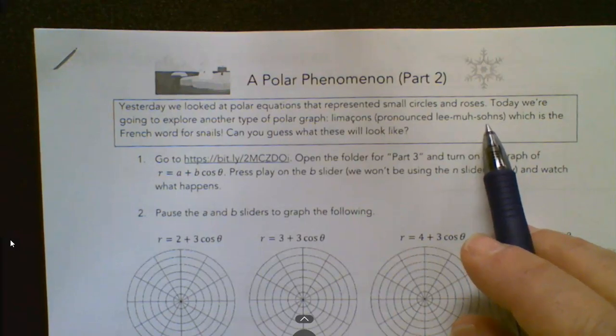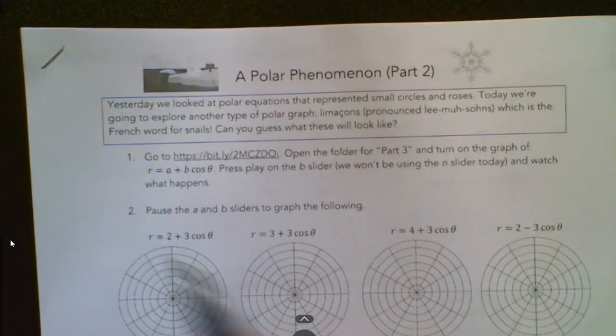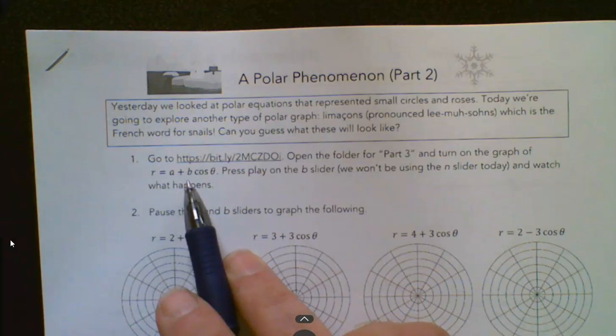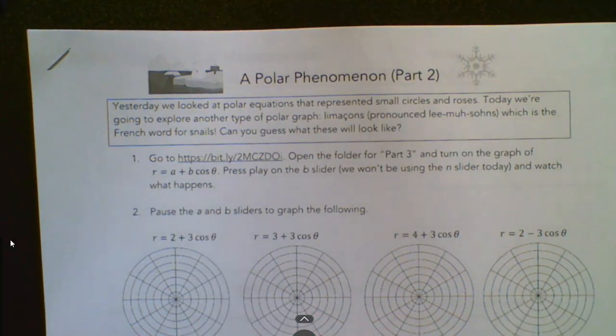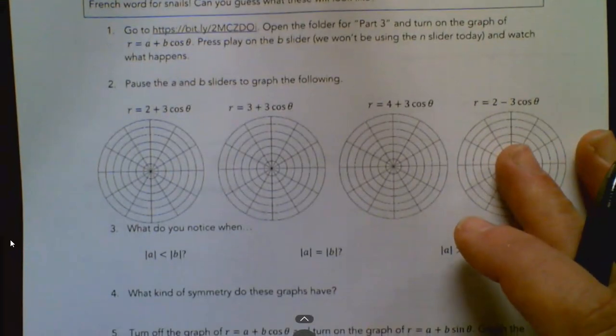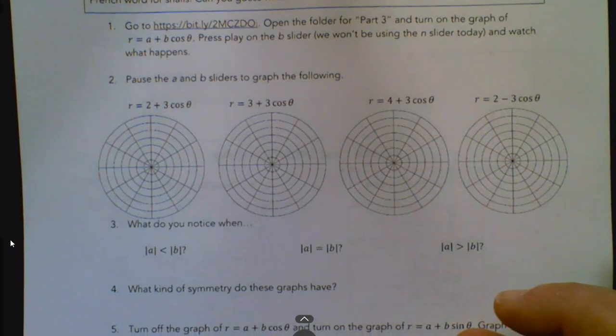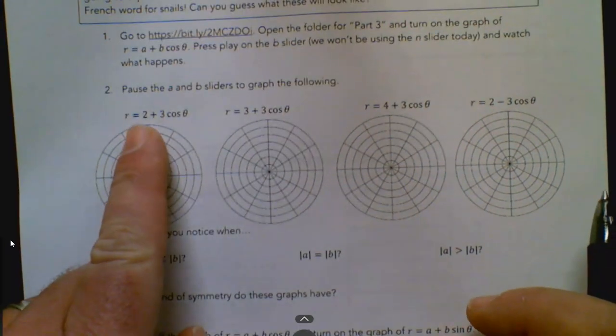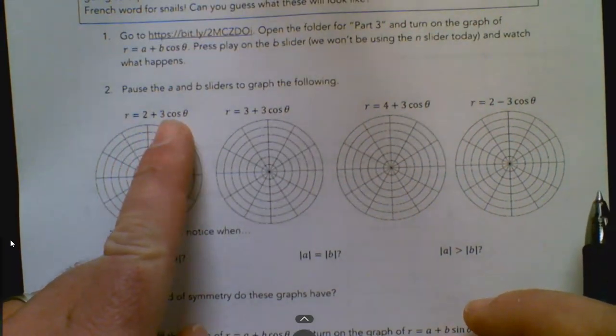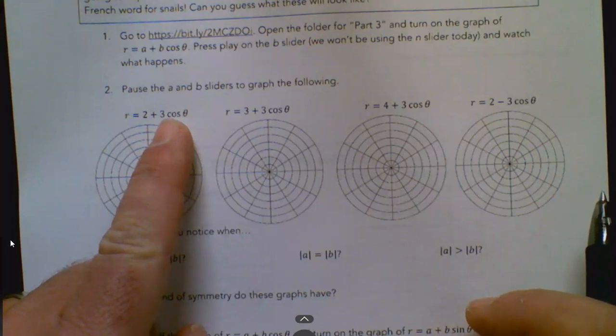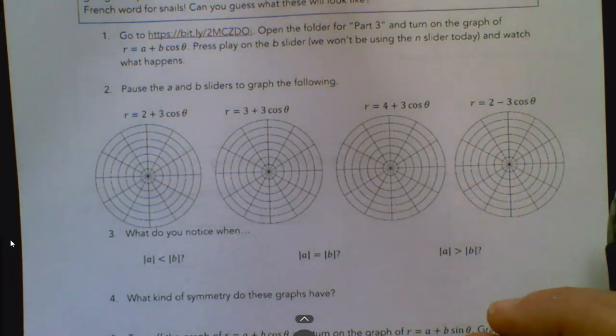And limacons are broken down into three categories. It has to do with whether A is bigger than B, equal to B, or less than B. We'll lay those out as we go through, and we'll just start walking through a few of these. On this one, you're going to notice that your A value is less than B. Anytime your A value is less than B, we get what you call a loop.